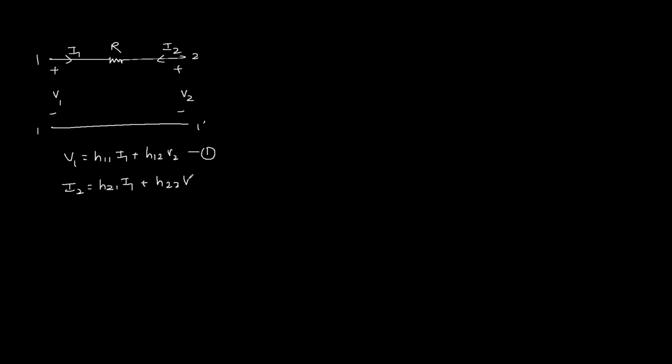Now we will find out the H parameters for a few two-port circuits. In this two-port circuit, between 1 and 2, resistance R is connected. Voltage of port 1 is V1, current is I1, voltage at port 2 is V2, current is I2. And we have to find out the H parameters for this two-port network. The two equations for H parameters are V1 equals H11 I1 plus H12 V2, and the second equation is I2, which is H21 I1 plus H22 V2. Now we need to write two equations in these two forms.